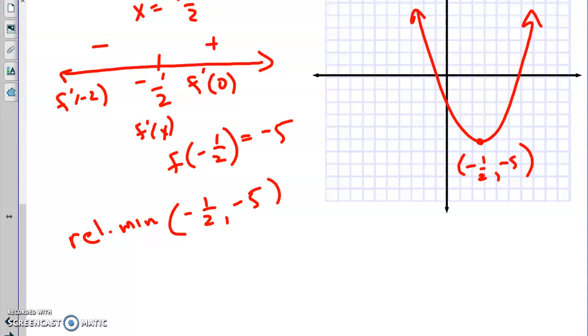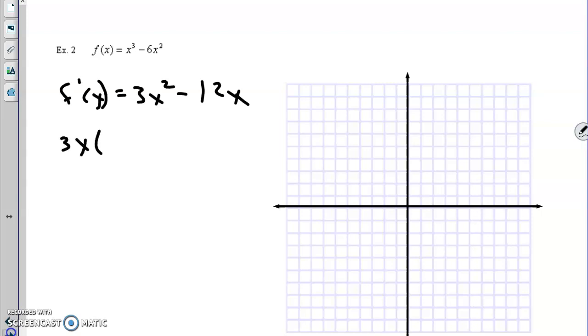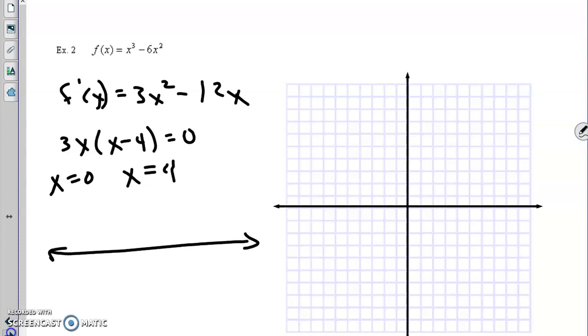All right, we can maybe get started on one, or, yeah, okay, x cubed. Here we go. All right, let's go quickly. We got about a minute. F prime of x equals 3x squared minus 12x. Set it equal to 0 to find criticals. Pull the 3x out. X minus 4. What are our two criticals? 0 and 4.